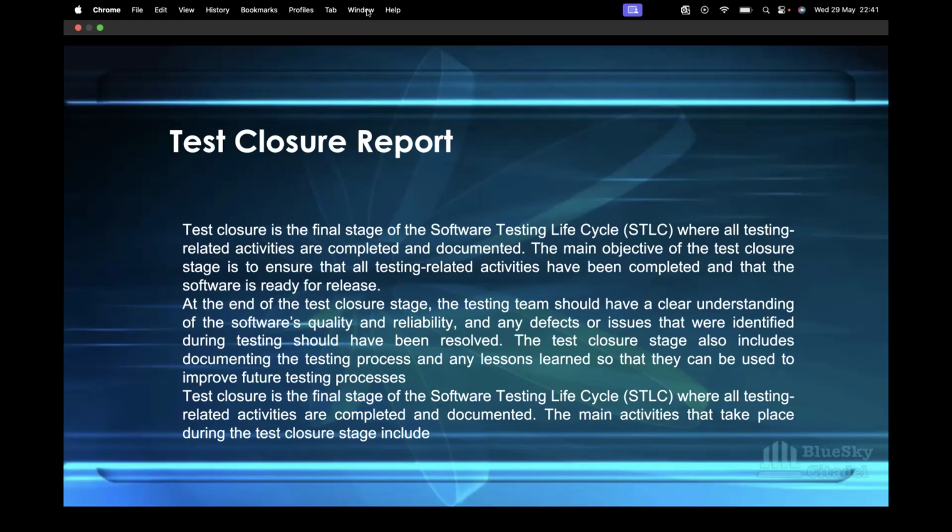Were we too slow? In terms of risk mitigation and things like that, was there any potential risk that was identified? Okay, in the next project, we should make sure such things are averted. All these test closure reports will be documented there. The main activities that take place during the test closure stage include, next slide, please.